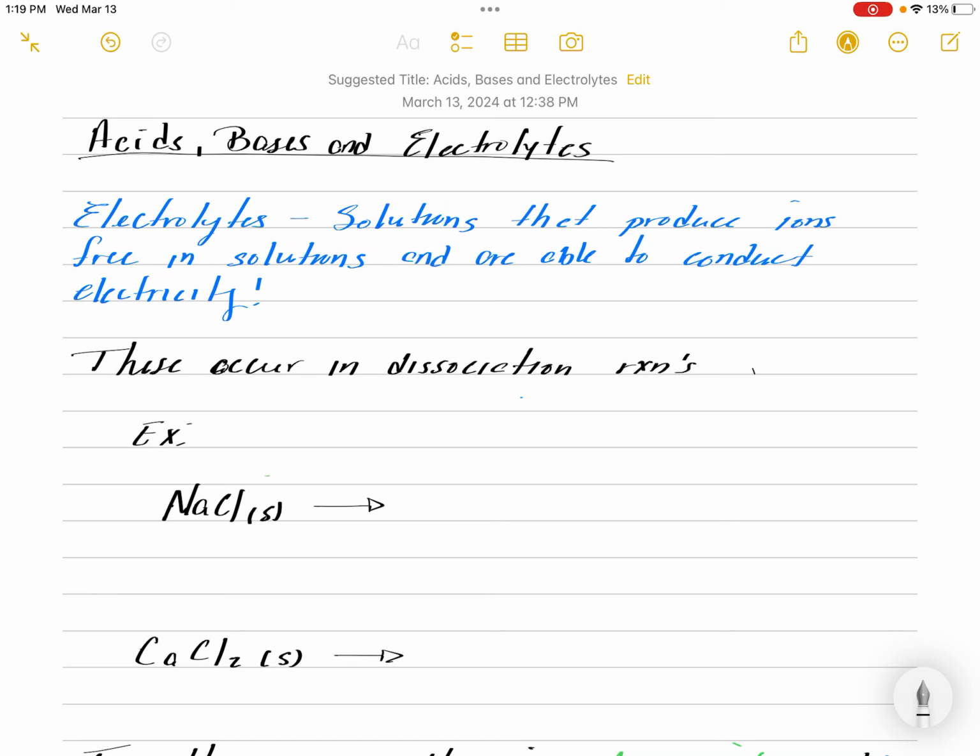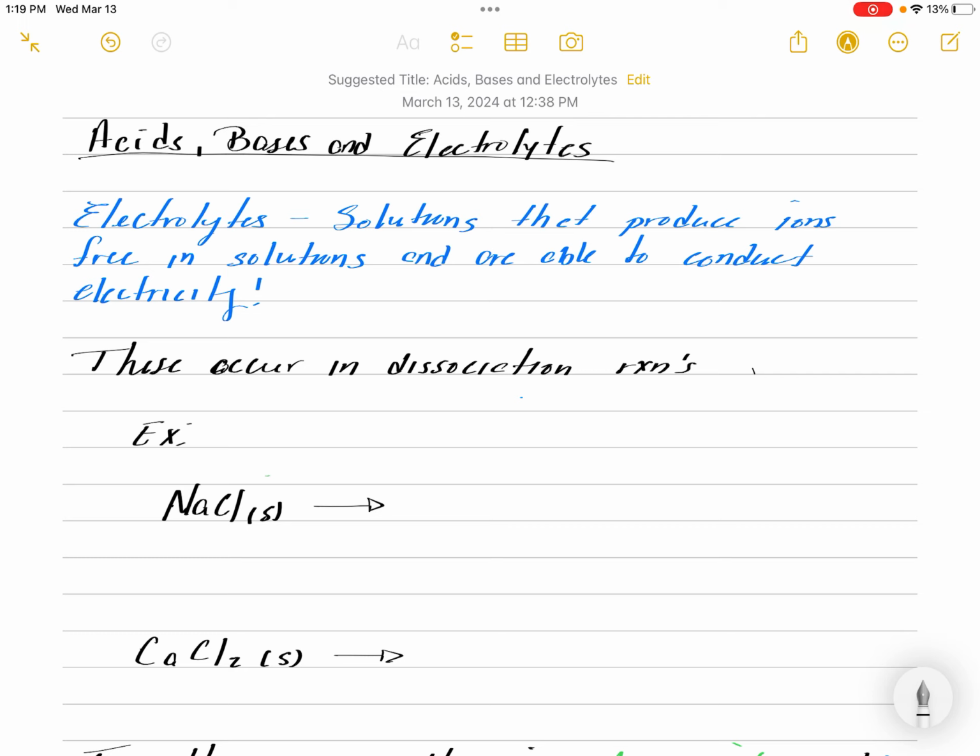Okay, today we're talking about acids, bases, and electrolytes. So electrolytes are solutions that produce ions and are able to conduct electricity. Remember, electricity is just a movement of electrons, and electrons are able to move through a solution more when there's particles that have a charge, right? Remember, ions are just atoms that carry a charge.